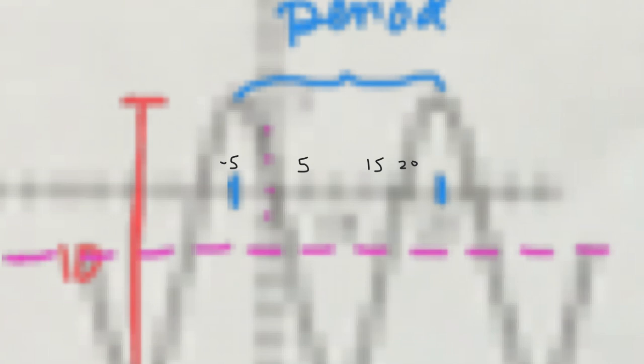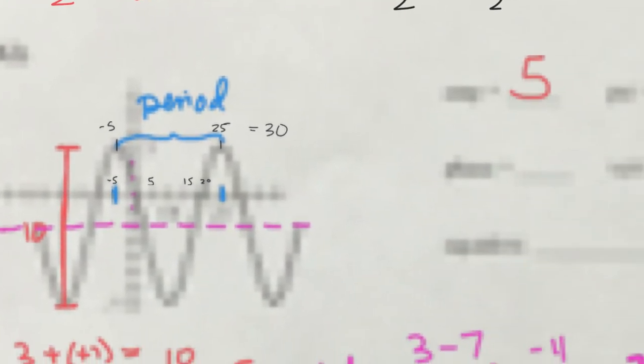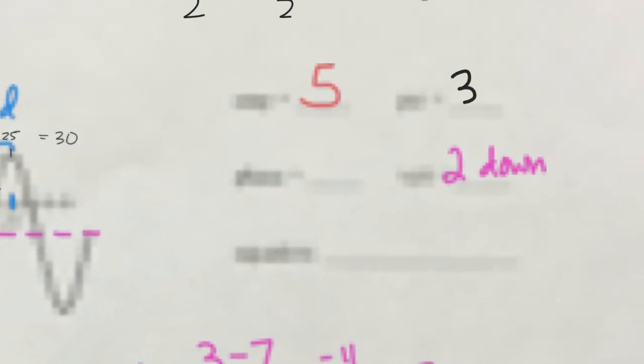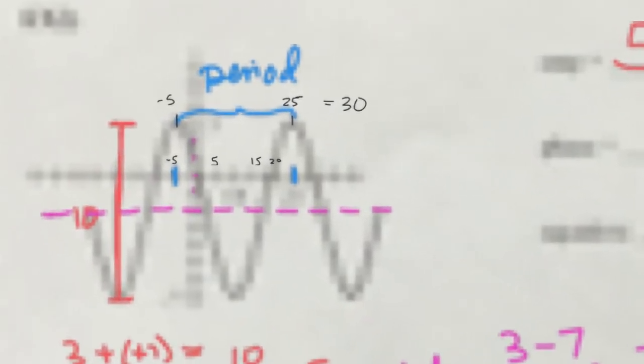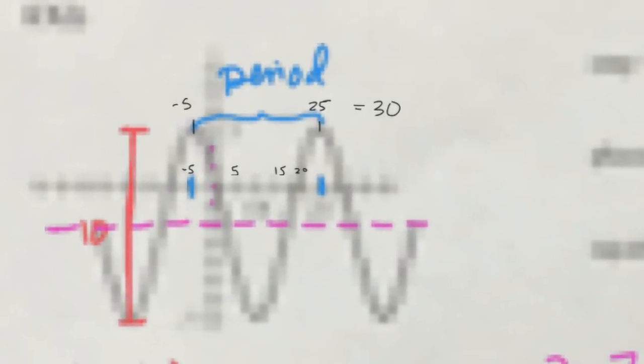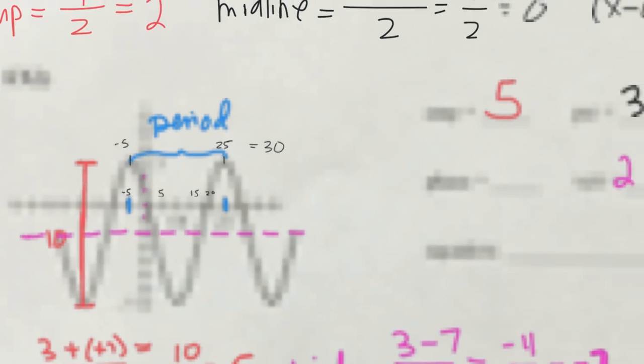Okay, so then from negative 5 to 25 is a period of 30 units, right? 30 seconds, 30 minutes, 30 feet, I don't even know, right? Just 30 units. So this graph has a period of 30. Okay, so we have to decide what each of our tick marks is valued at. What is their length? Okay, and then the phase shift.